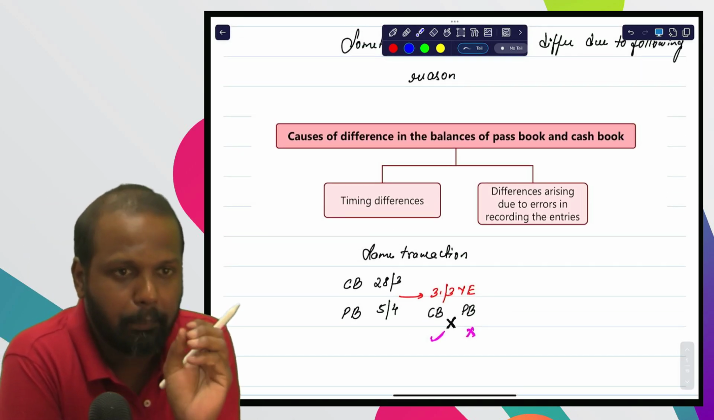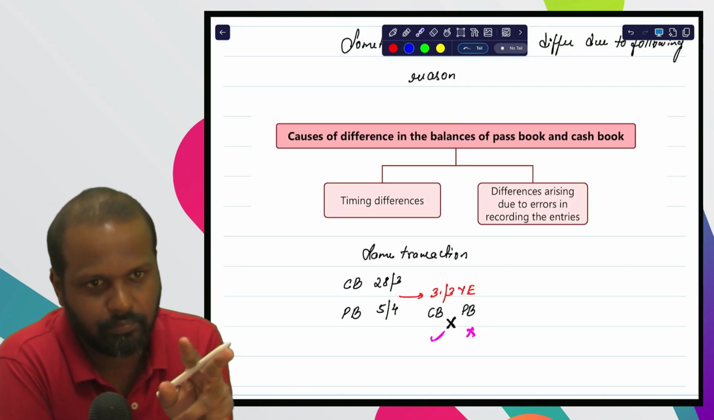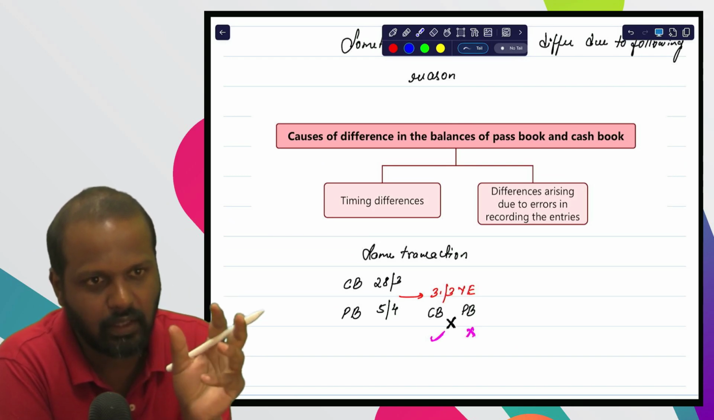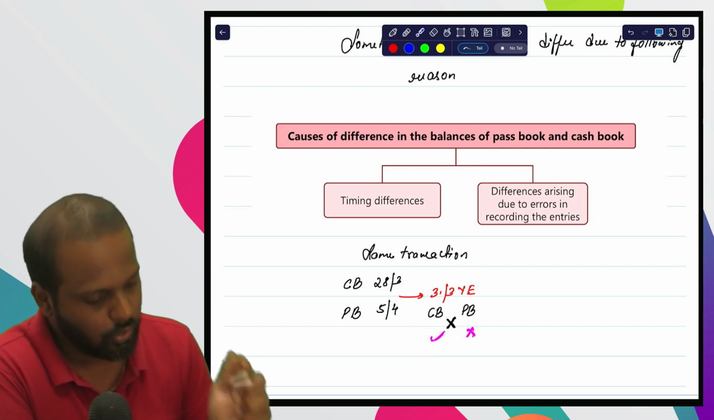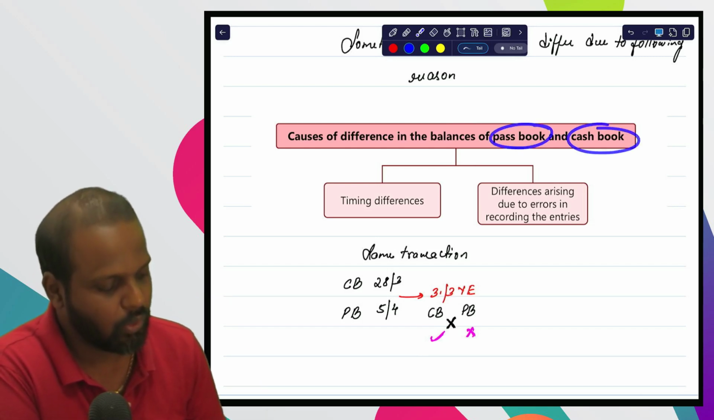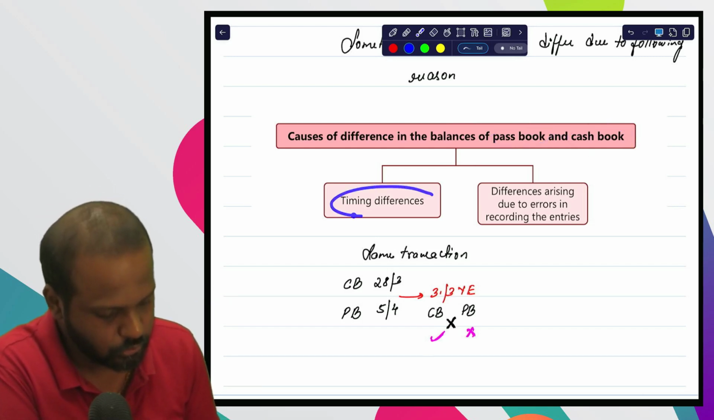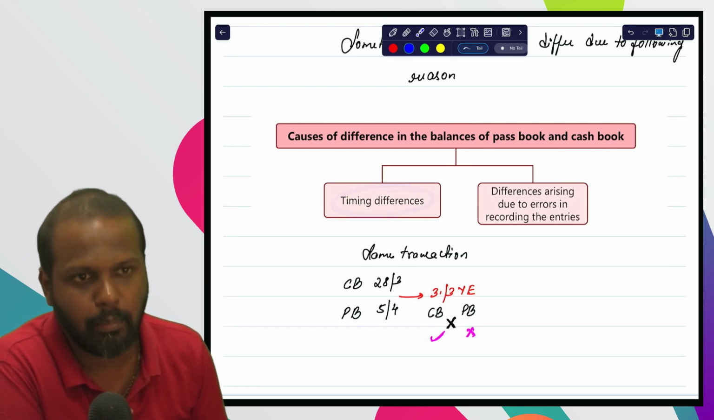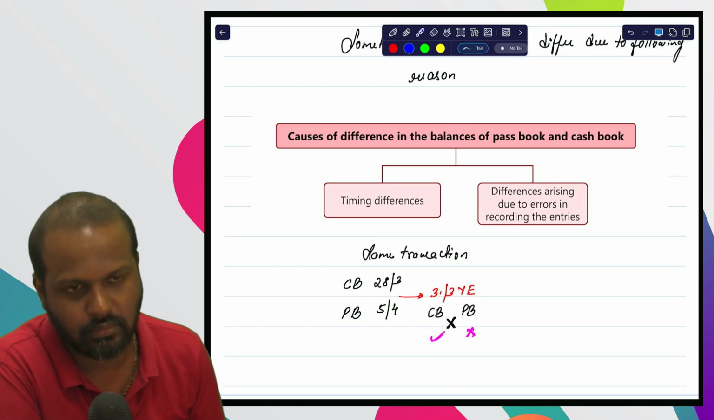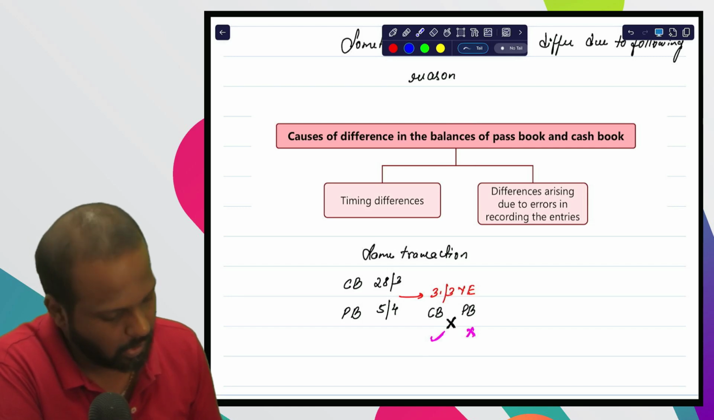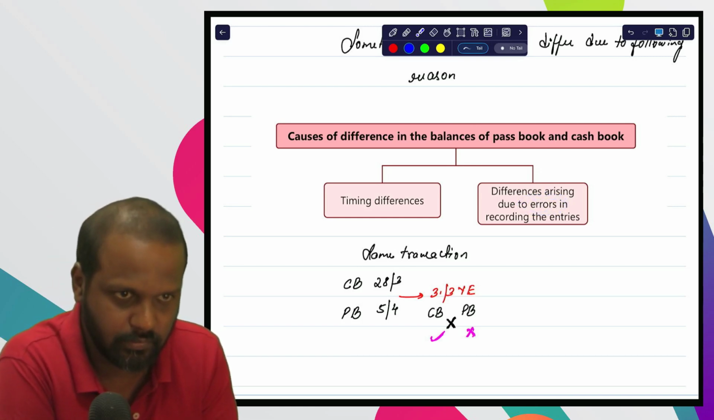So there are broadly two reasons why the balance of your passbook and cash book are not going to tally. One is due to timing difference, and the next one is due to error in recording the entries.